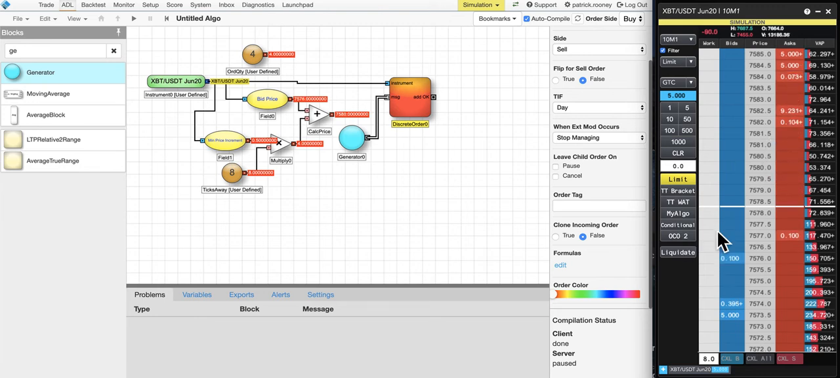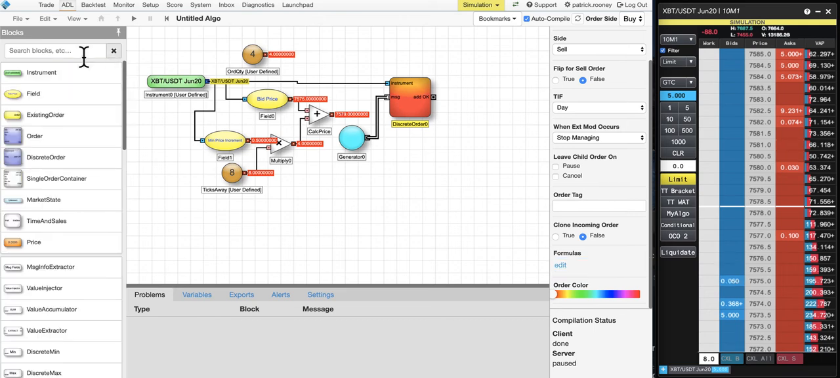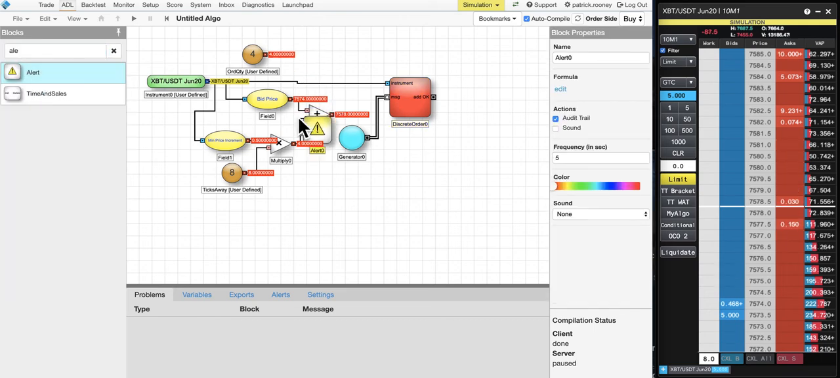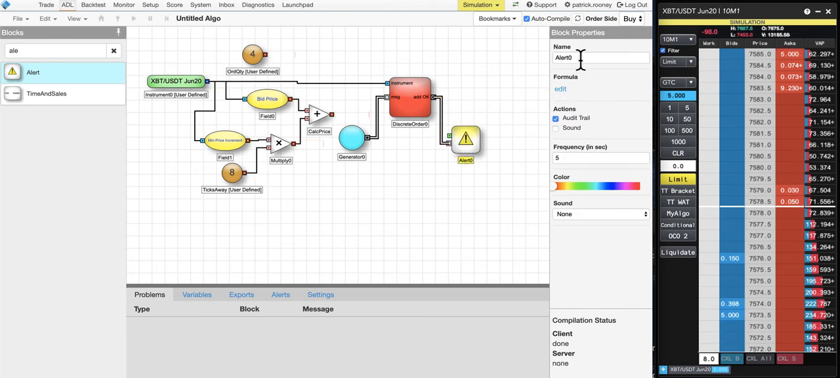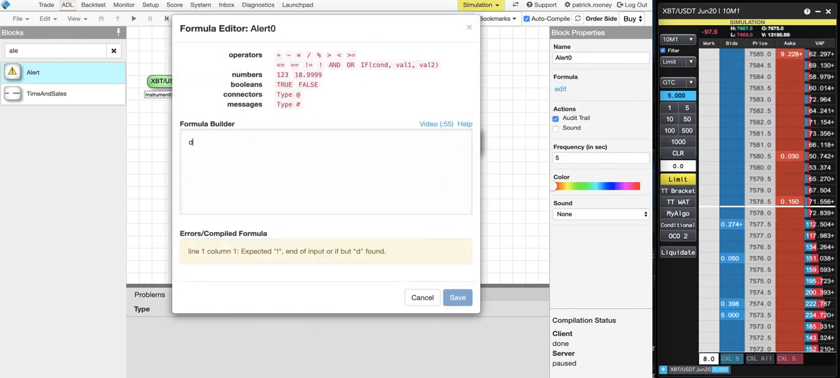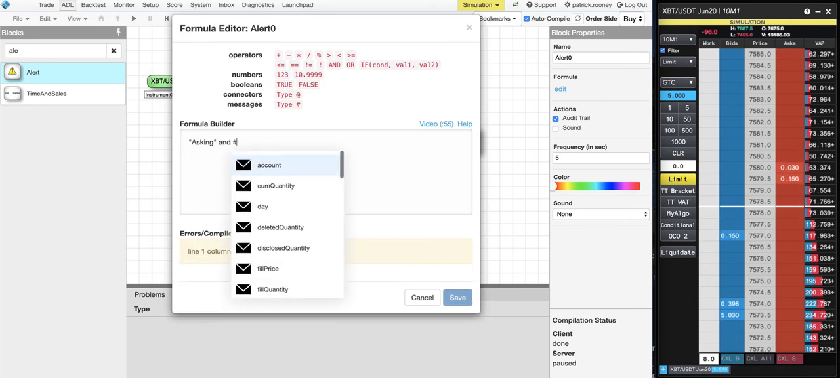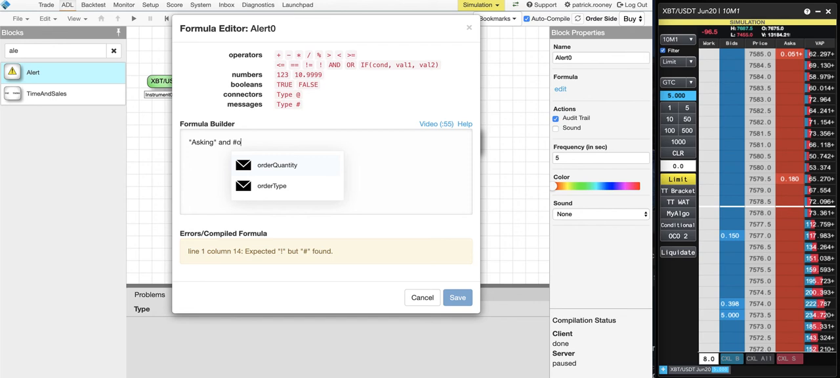Yeah, right on there. So I'm going to add an alert block now. Remember the alert block. The alert block is going to help tell me what's really going on here so I know what's going on. So I'm going to run this in. And now this time I'm going to say asking. And now I'm going to use a hashtag because the hashtag is going to go read the data stream from the actual order. So what's my order quantity? Order quantity. So I'm asking, which in this case would be the 4 contracts, and at, and hashtag limit price.